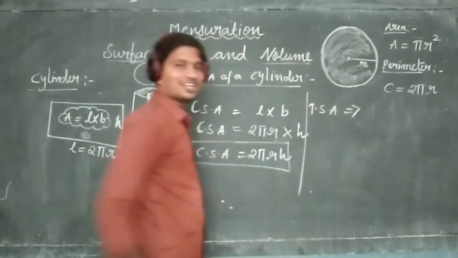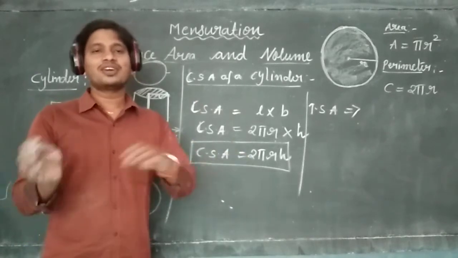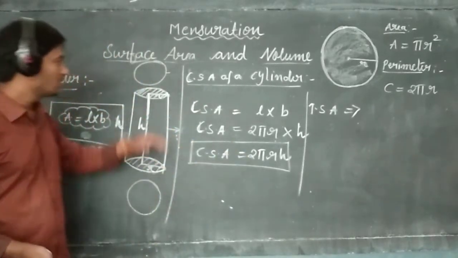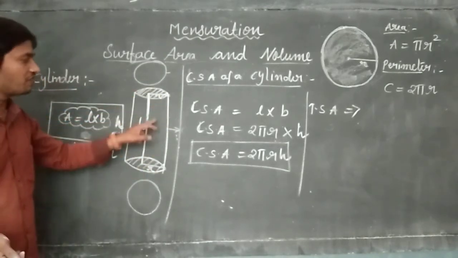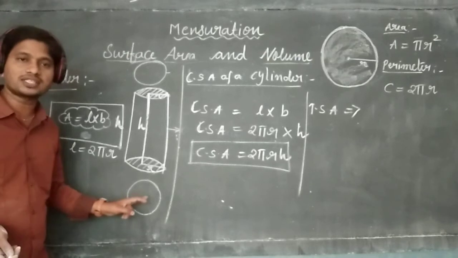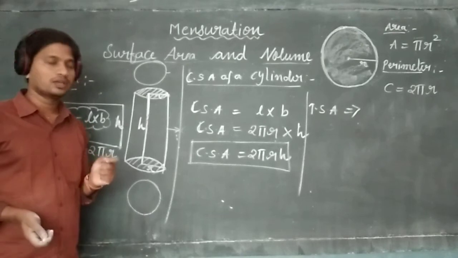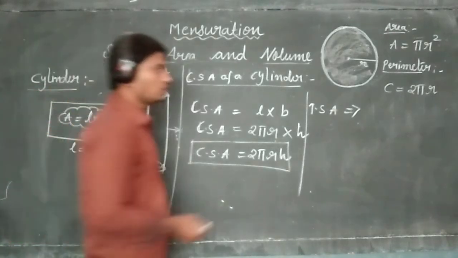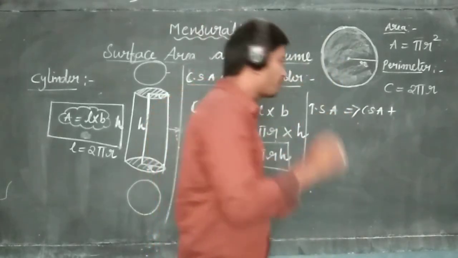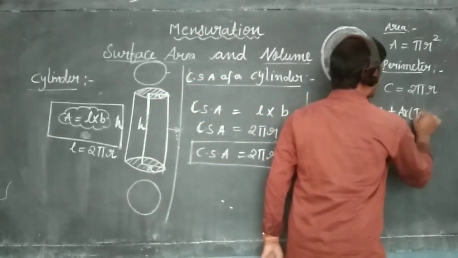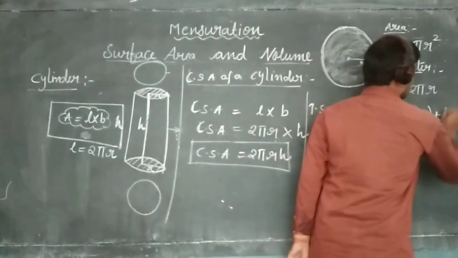Total surface area of cylinder. When we are finding the total surface area of a cylinder, we have to consider all its faces. I mean the top face, the curved face and the bottom face, all three faces. It is the sum of the areas of all of its faces. Right? So TSA equals CSA plus area of the top face plus area of the bottom face.